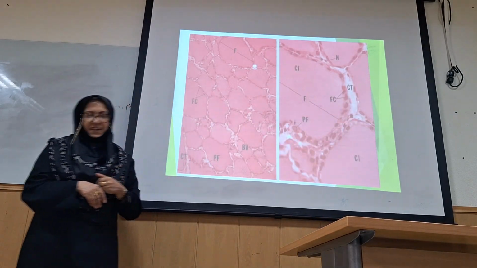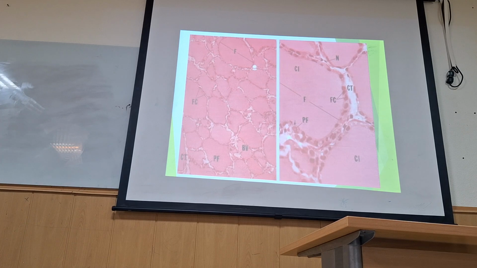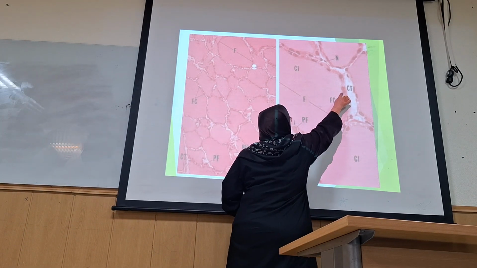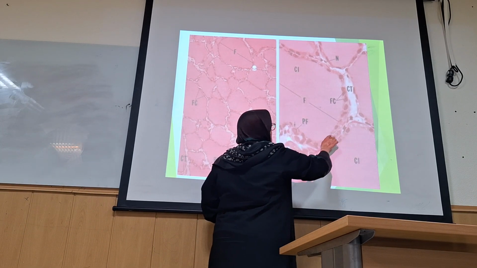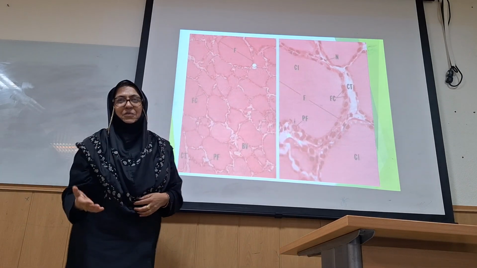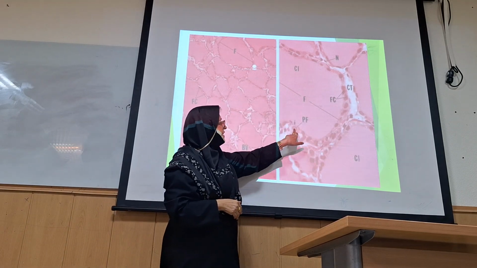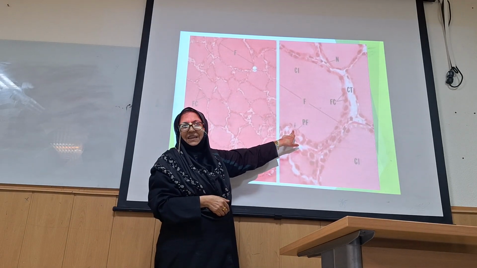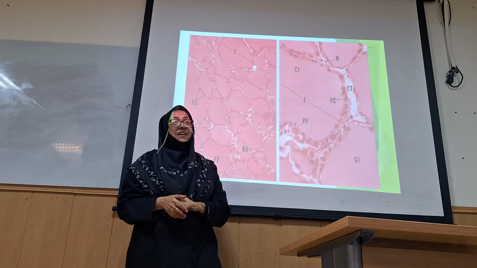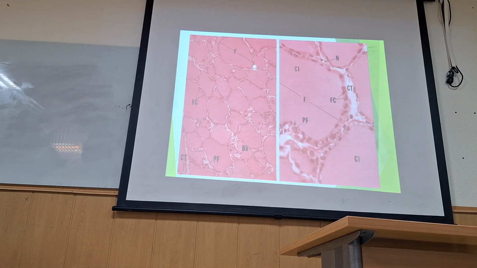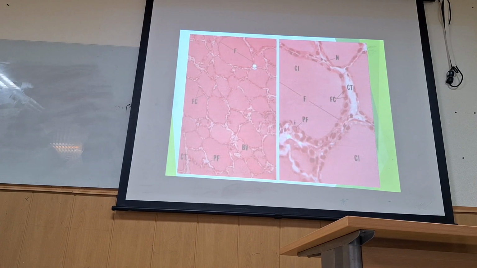In this slide, you see the microscopic slide of follicular cells. These are follicular cells. Follicular cells secrete thyroid hormones. Okay? Outside of the follicular cells, there are parafollicular cells. Parafollicular cells release calcitonin. Therefore, calcitonin is released from the thyroid gland, but it is not a thyroid hormone. Okay?